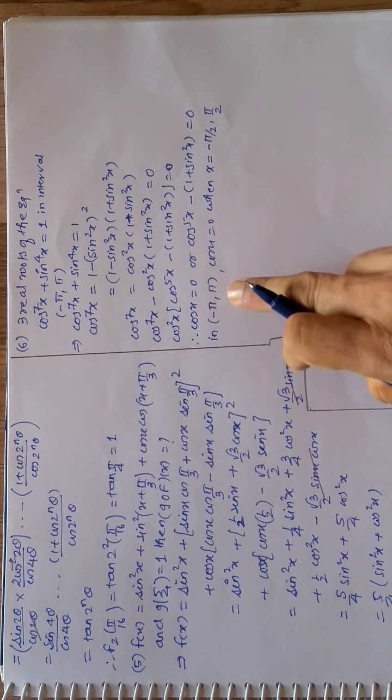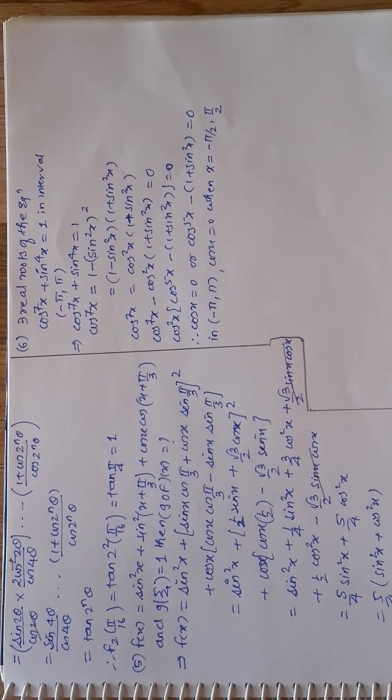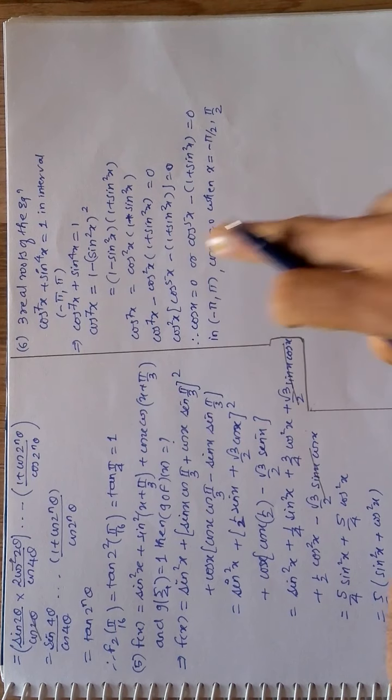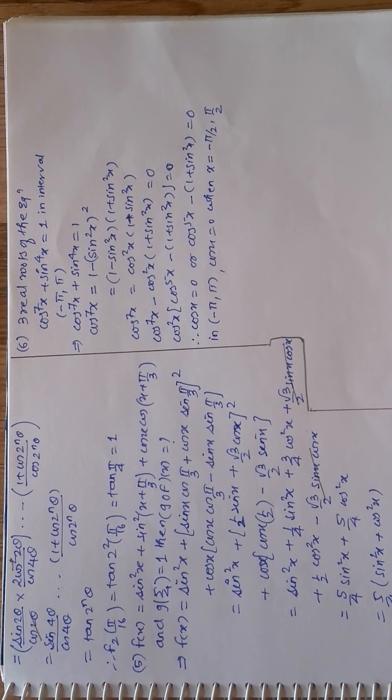Okay, both fall in this particular interval, minus pi to pi. So two values I got. So obviously the third real value is going to hold up over here. We are going to consider only real values.